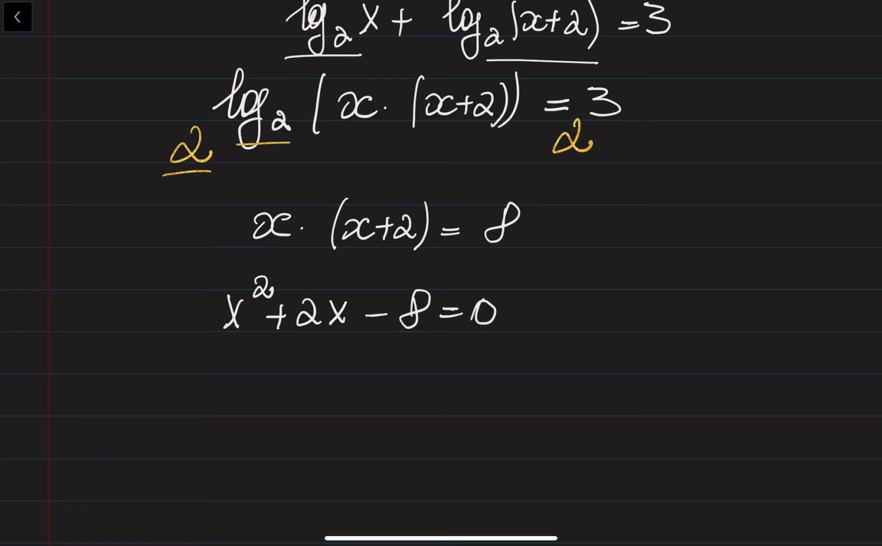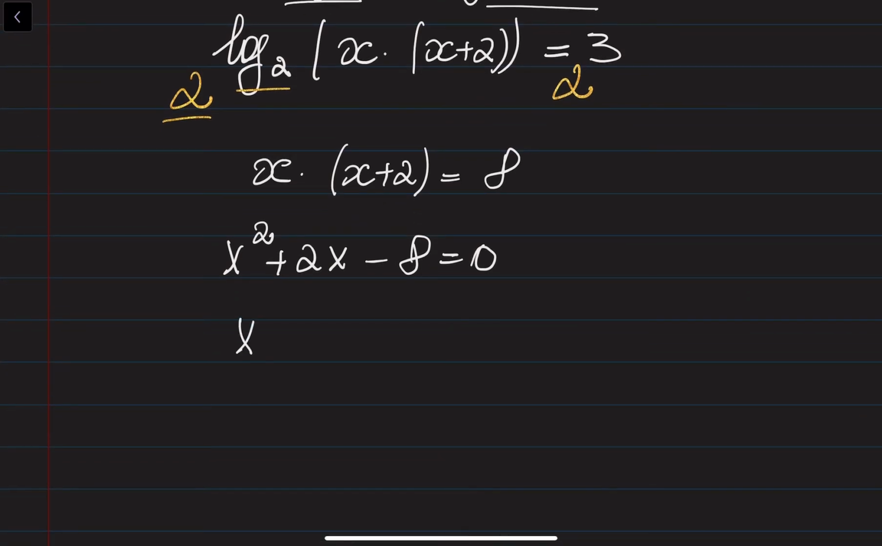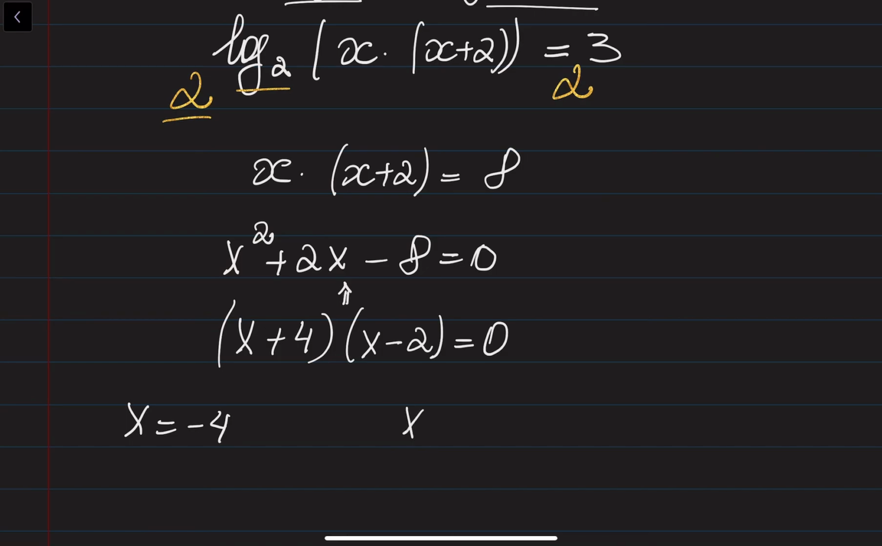You can use the formulas to find the roots, or we can just factorize this using the so-called Vieta's theorem as (x minus 2) times (x plus 4), equal to 0. I think I made a mistake earlier: here it should be 2, and here it should be plus 4. If you open the brackets, you get exactly this expression. So one of the solutions is minus 4, another solution is 2. Please note that you can't just present these two solutions without checking them.